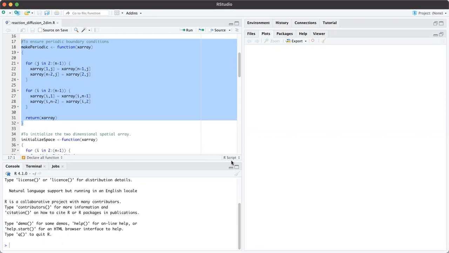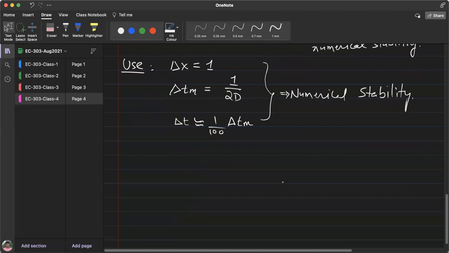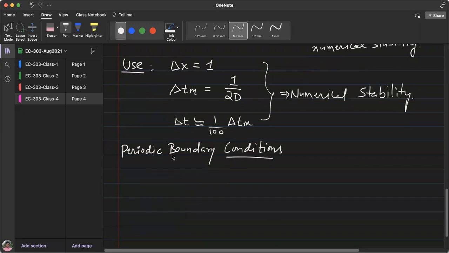So what is a periodic boundary condition? For that, I will have to share a different window. I'll share this again. Are you able to hear me well now? There is no chopping of the audio. Yes. Okay, great. So periodic boundaries are really amazing. How many of you have heard of periodic boundary conditions? No one. Okay, great. That makes it even more interesting.